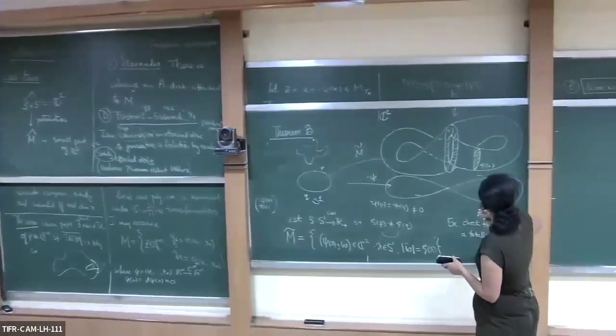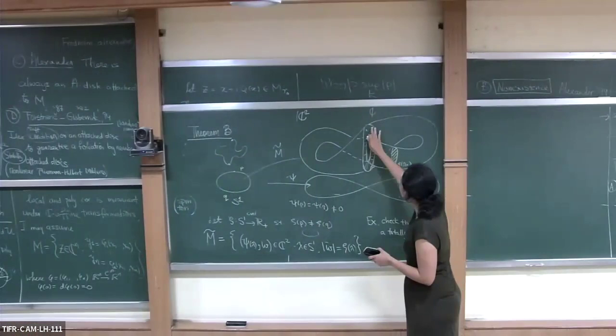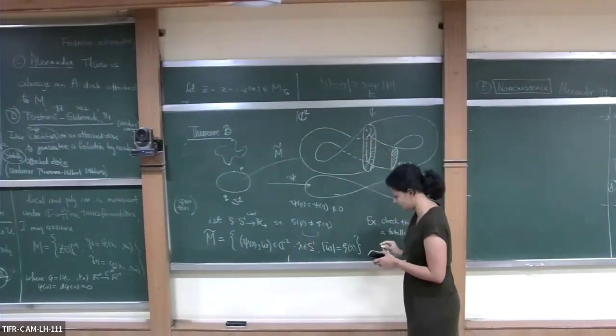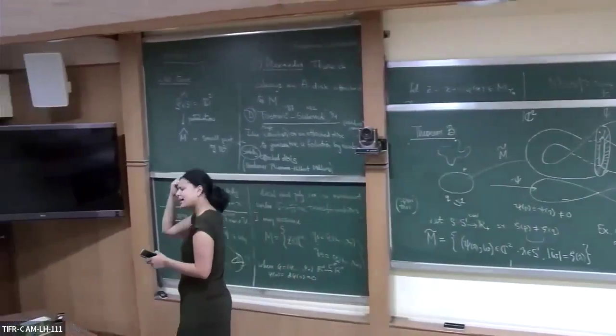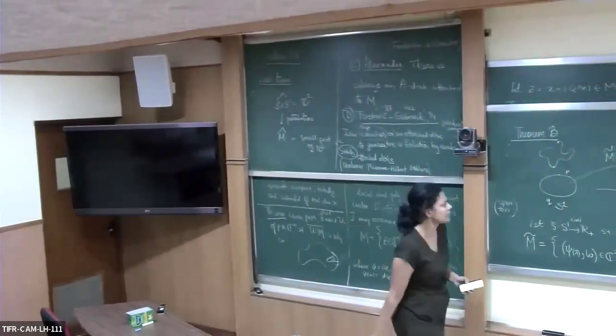Oh, I see. There was just the overlap. Right. So I guess the point is that the big one and the small one are both attached. It's just two disjoint discs. It's not really a problem.